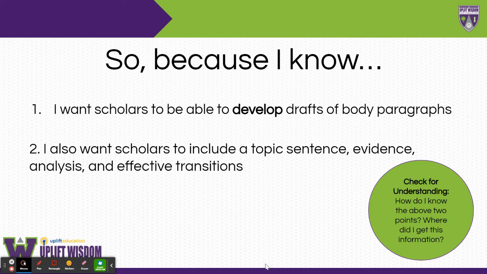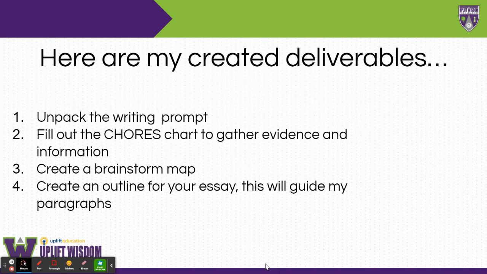Okay? So how do I know these two points that I just made up here? Where did I get this information from? Both. My objective, my TEKs. That's how I came up with what I want scholars to walk away doing. Okay? Skills, right? The skills to get to what I want them to know. They have to do these skills to get to the know. It's just confusing. Yeah, it'll get easier.